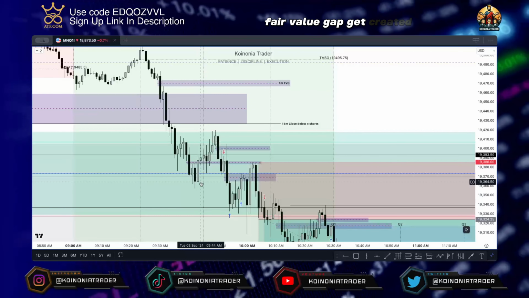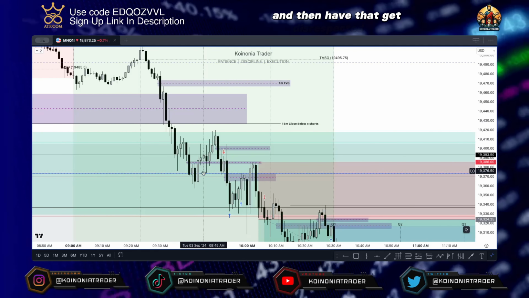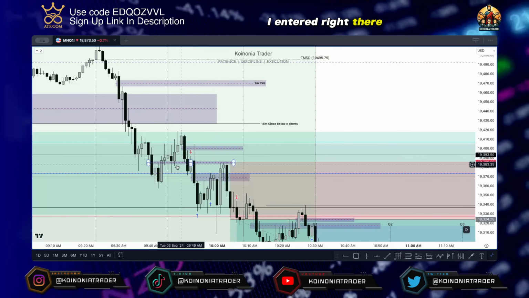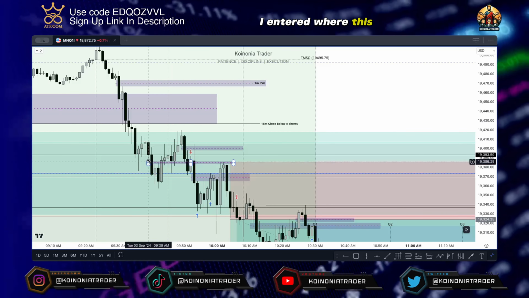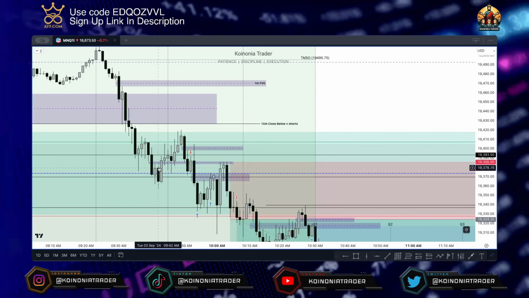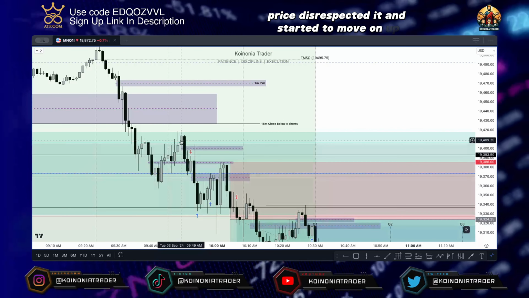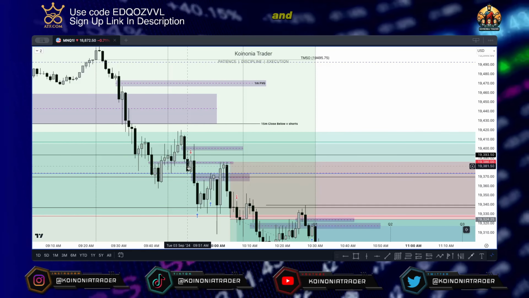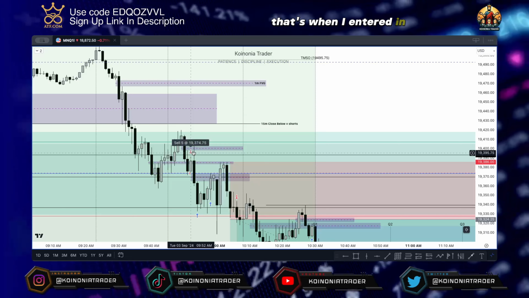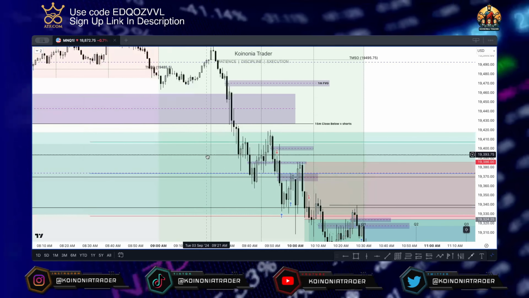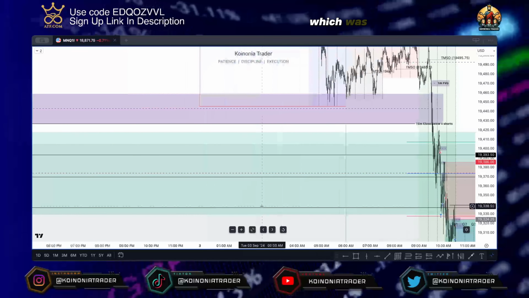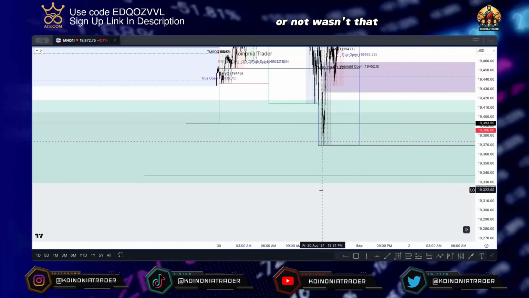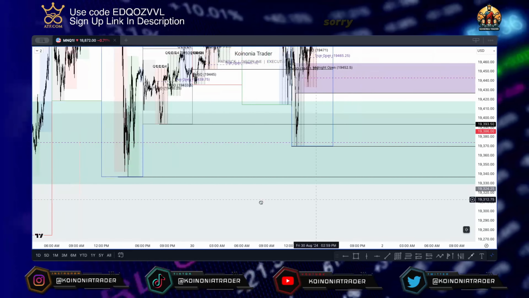So I was going to give it a stab short, but I ideally wanted to see a bullish fair value gap get created and then get disrespected. And I believe, where did I enter? I entered right there, where this bearish fair value gap got created. Price disrespected it and started to move on up, took out that high, and then we displaced very aggressively below it. As soon as that got invalidated, that's when I entered, and I put my stop above this high right here, and I targeted this swing low, from Thursday, sorry.